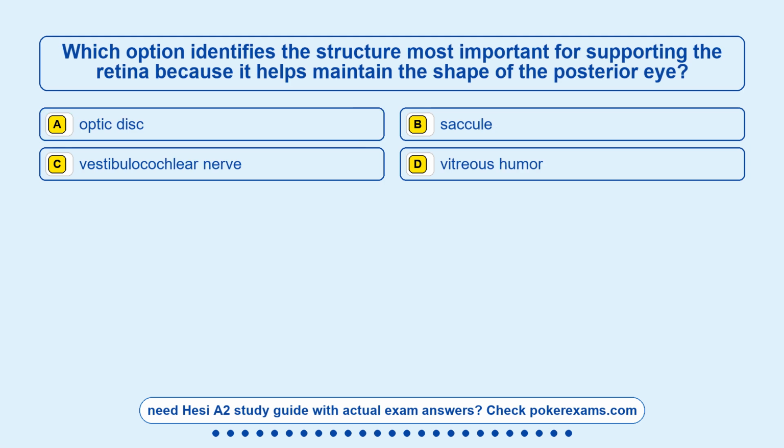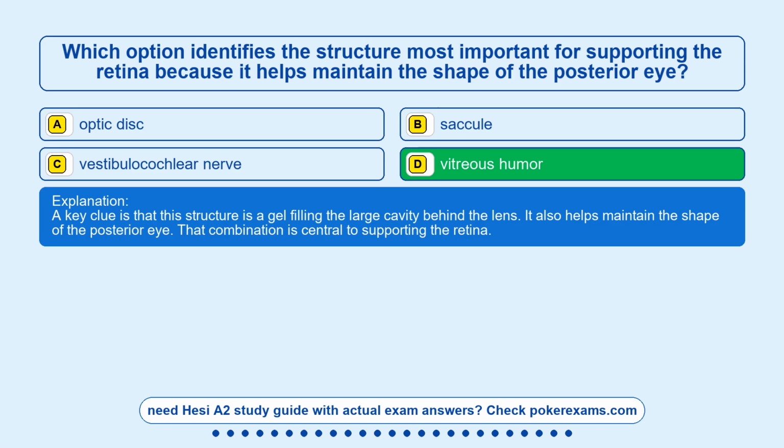Question 3. Which option identifies the structure most important for supporting the retina because it helps maintain the shape of the posterior eye? Option A, optic disc. Option B, saccule. Option C, vestibulocochlear nerve. Option D, vitreous humor. The correct answer is option D, vitreous humor.